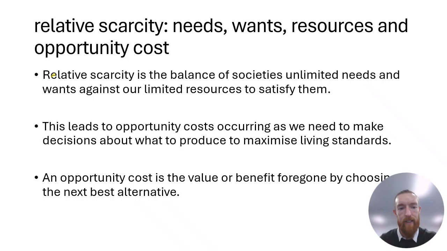So first up, relative scarcity is all about the balance of society's unlimited needs and wants against our limited resources to satisfy them. So we have a finite amount of resources in the world. Once we use them, they're gone. There are some renewable resources, but for the most part, we have non-renewable resources like coal. If we use all of coal, we can't use coal to make electricity. But as human beings, we want infinite electricity. So it creates a problem because we have to choose how to use these limited resources to satisfy our unlimited needs and wants in the way that best makes society happy, maximizes our overall living standards.